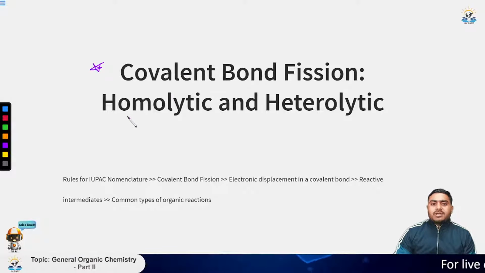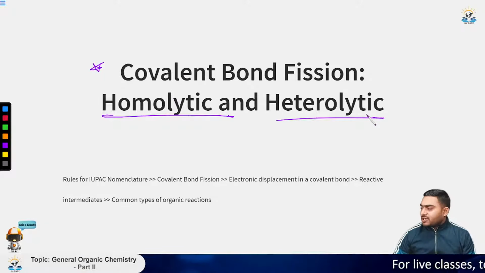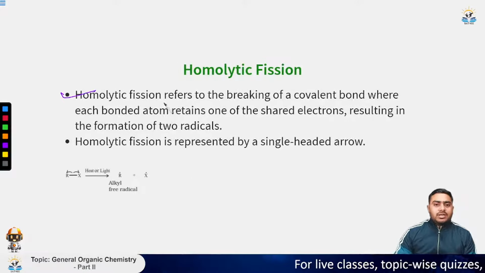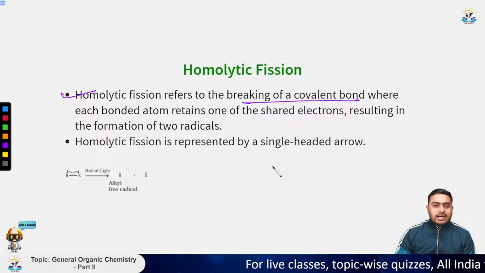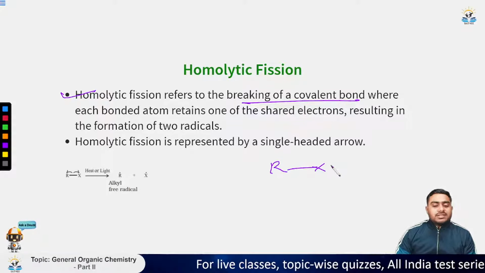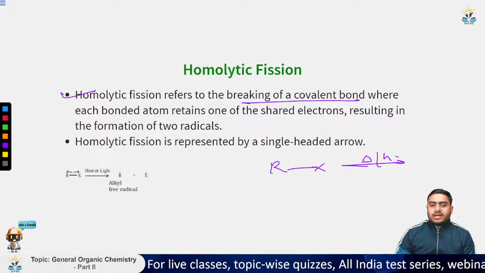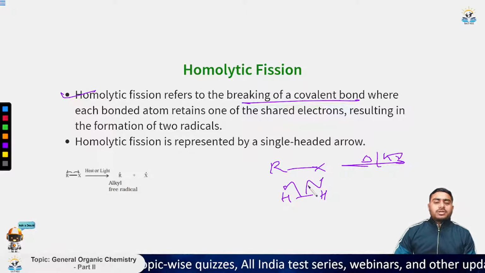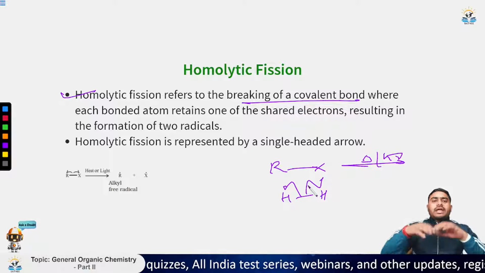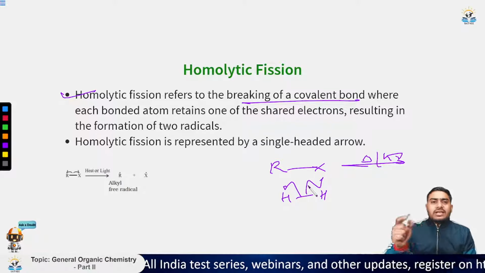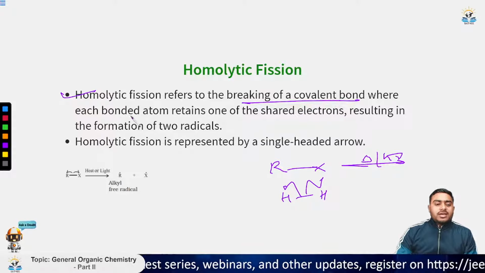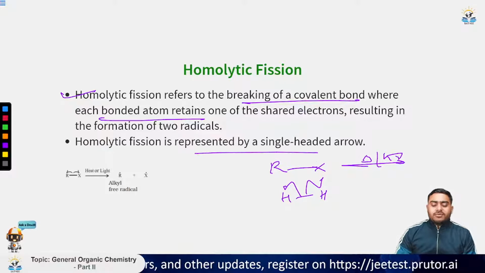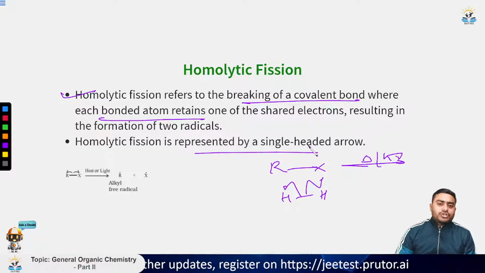Covalent bond fission. That means we are discussing homolytic and heterolytic fission. First is homolytic, the next one is heterolytic. Homolytic fission refers to the breaking of a covalent bond. You can see like R-X. We provide heat or light, and suppose hydrogen and hydrogen are here, it will form free radicals. The 2 electrons present in a single bond go one to each atom. Each bonded atom retains one of the shared electrons, resulting in the formation of 2 radicals. Homolytic fission is represented by a single-headed arrow, or fish hook arrow.